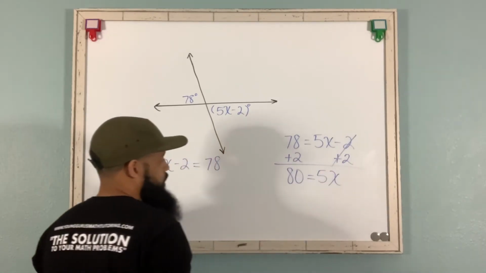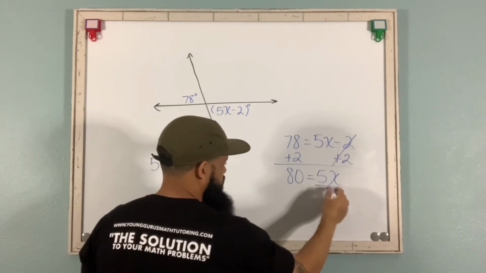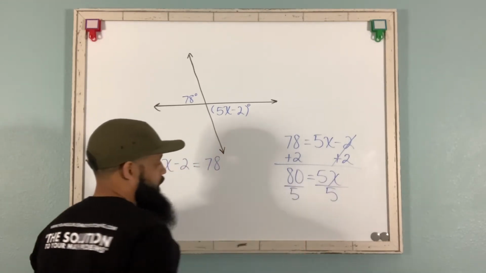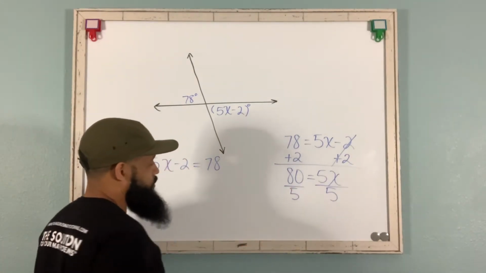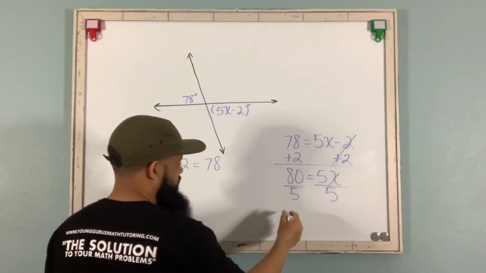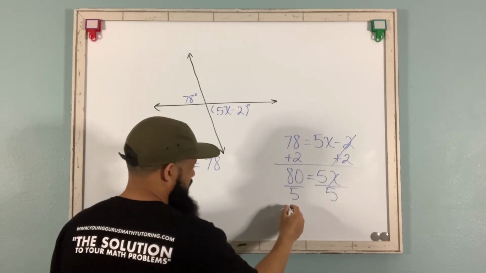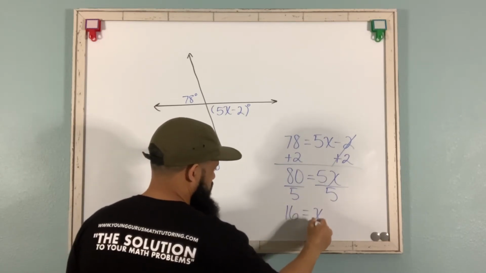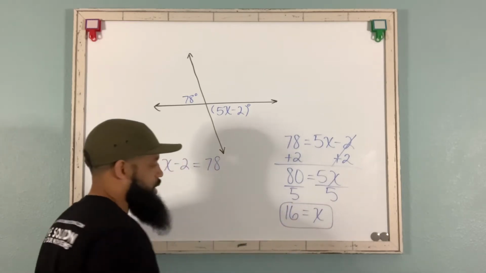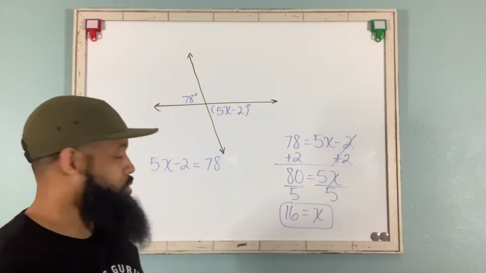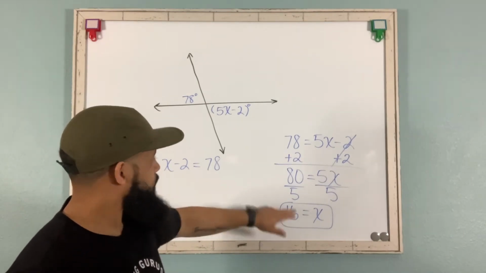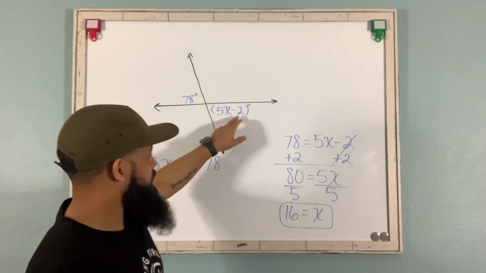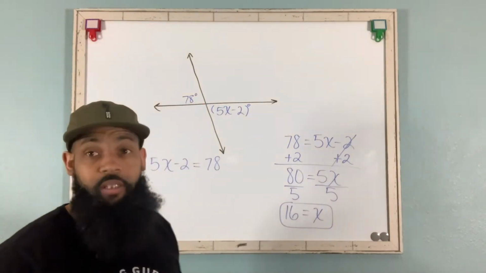So 5 times what number equals 80? 5 times 12 is 60, and then 5 times 4 is 20, so 60 plus 20 is 80. So 16 equals x. And anytime you want to double check your math, you simply plug it back in. 5 times 16 is 80. 80 minus 2 is 78. We can always check our answer like that.